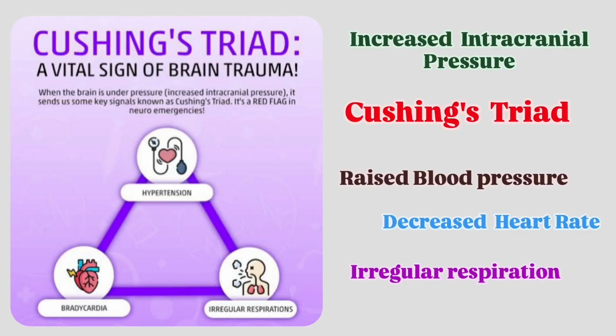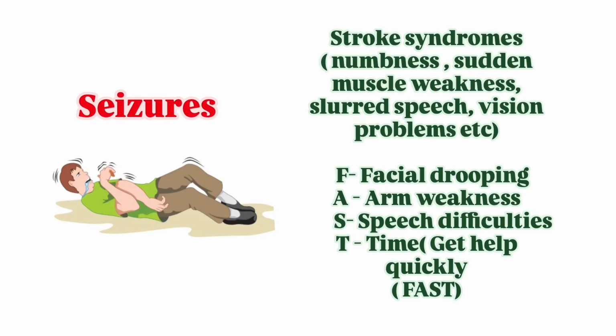Now, subarachnoid hemorrhage will also cause increased intracranial pressure. So, increased intracranial pressure also leads to Cushing's triad. Cushing's triad consists of raised blood pressure, that is hypertension, decreased heart rate, that is bradycardia, and irregular respiration. Now, subarachnoid hemorrhage is also characterized by seizures that can be focal seizures or generalized tonic-clonic seizures.